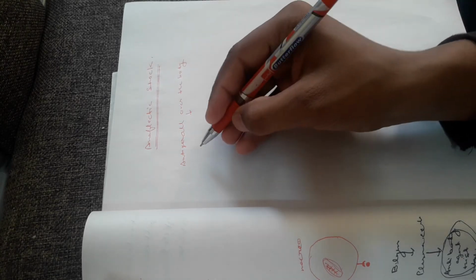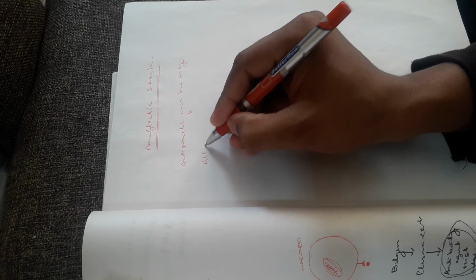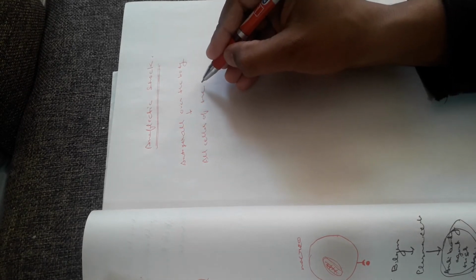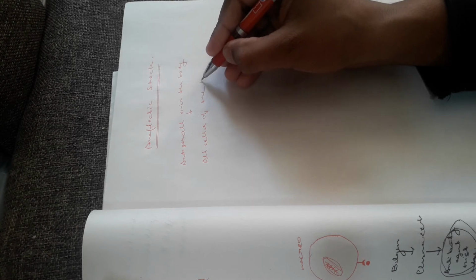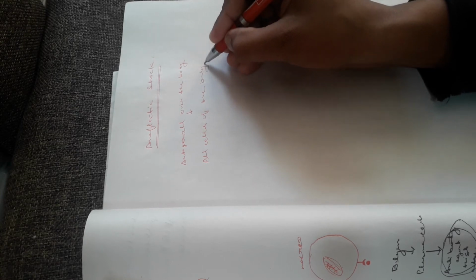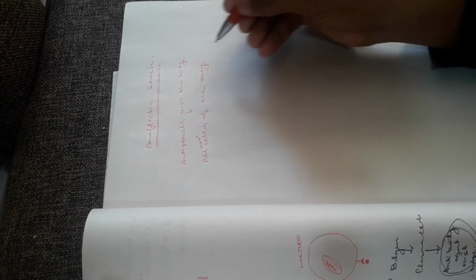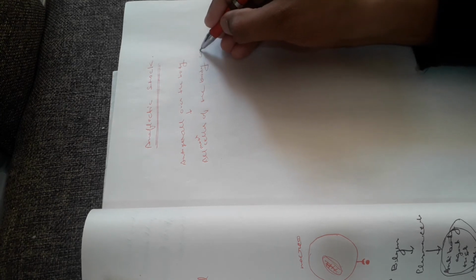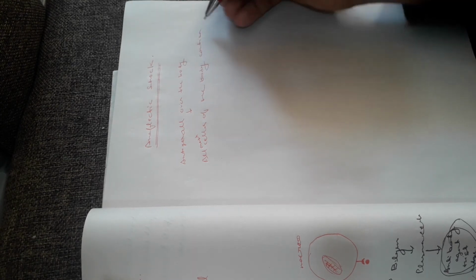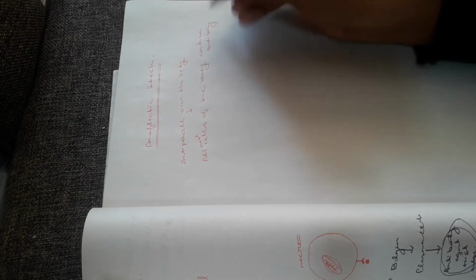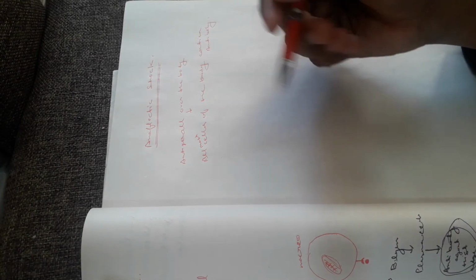After it, all mast cells of the body contain antibody. So when the antigen goes to all cells, then it happens. All mast cells contain antibody.